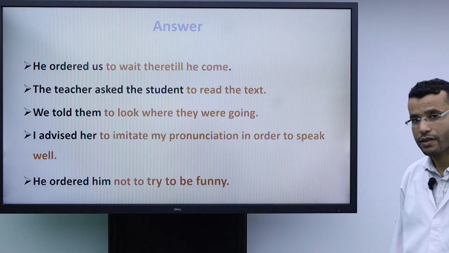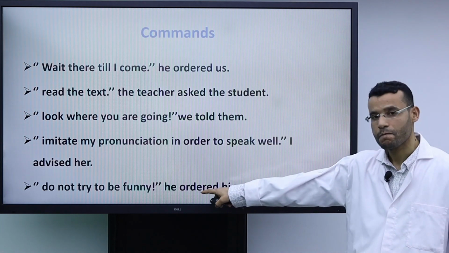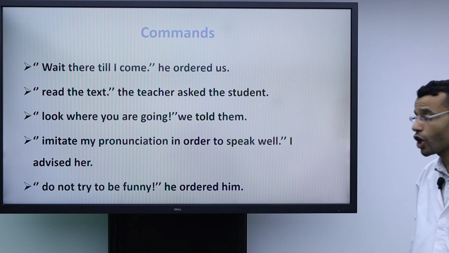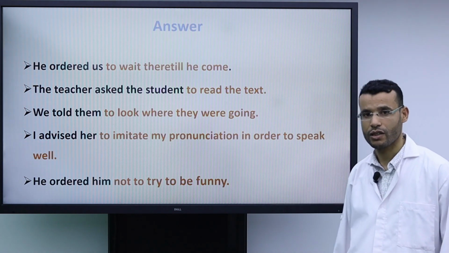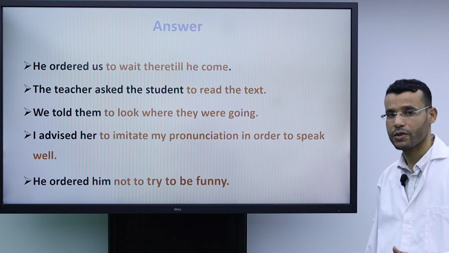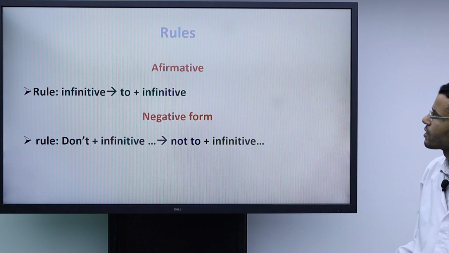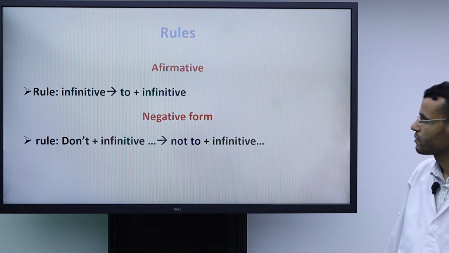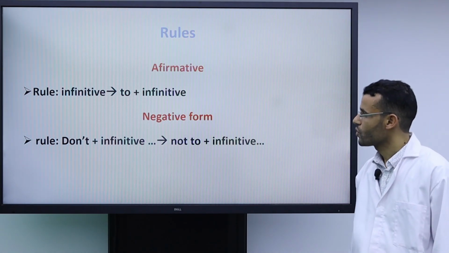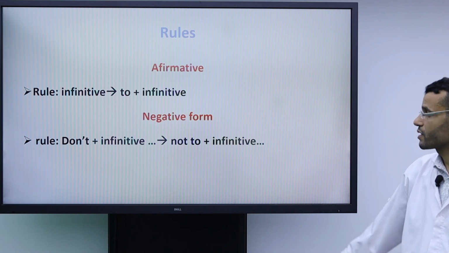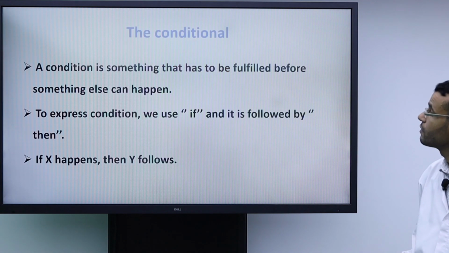In the negative sentence or command, for example, he, okay, don't try to be funny. He ordered him. So he ordered him not to be funny. So in the negative form, we use not to. Okay. In the affirmative, we use to, and in the negative, we use not to. The rule is that, affirmative: to plus infinitive, and the negative form we have don't plus infinitive. It becomes not to plus infinitive.